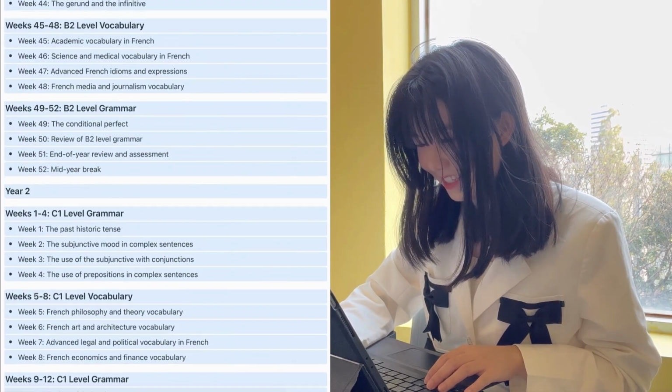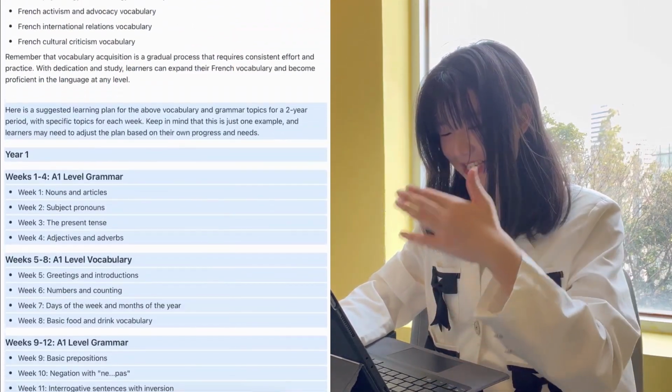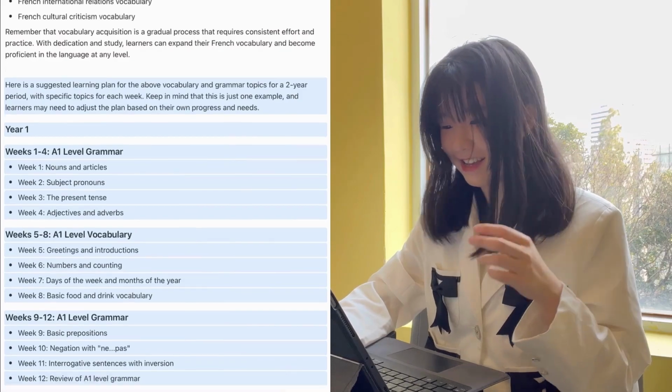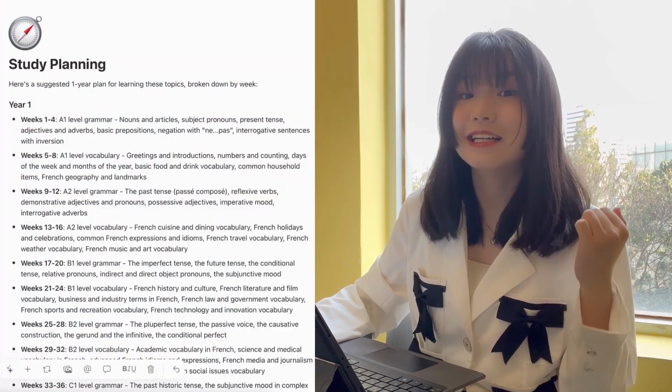Let me see. It actually creates like a complete plan for 2 years. You can always make your plan more personalized by adding additional information, like I can learn French from 9 a.m. to 11 a.m. every day. I want to have a break for the weekend. I want to repeat what I've learned for every 3 months, etc.